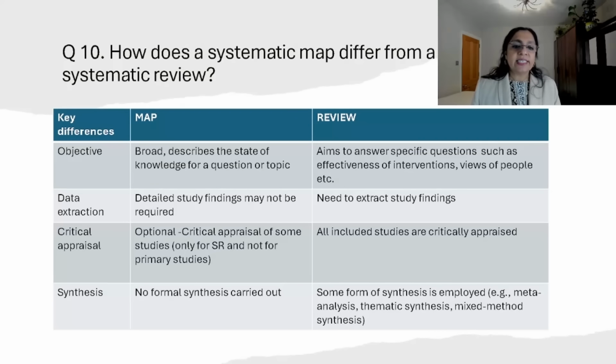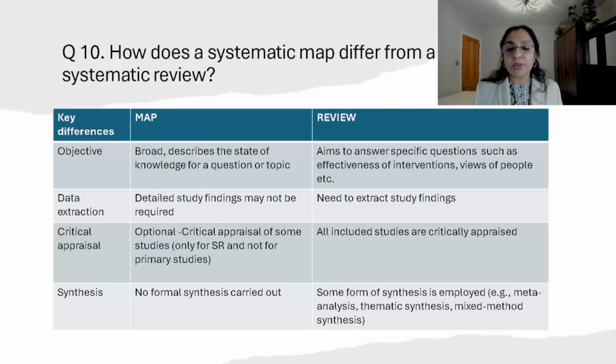Now the key question is, how does a systematic map exactly differ from a systematic review? Both follow the systematic review methodology, but there are some differences between a systematic map and a systematic review. The key difference is in the area of objective. A map is broad, describing the state of knowledge for a question or topic, so as to identify the broad base of research studies on a particular topic.